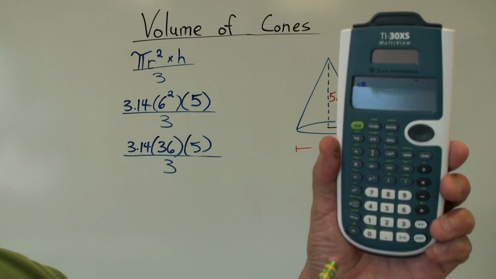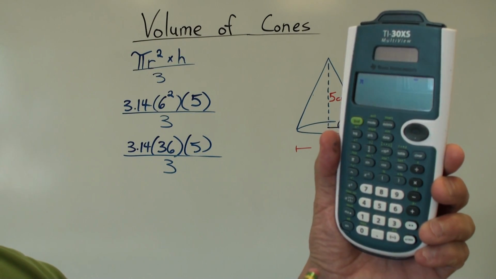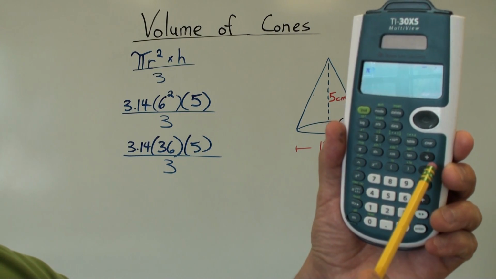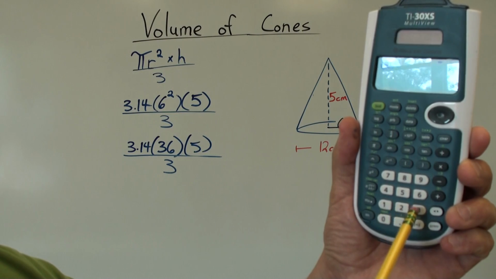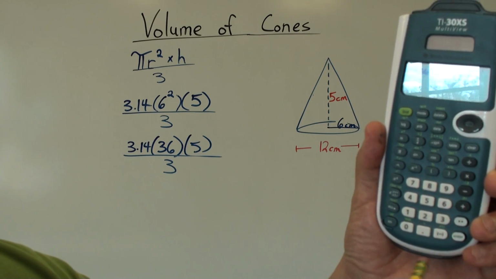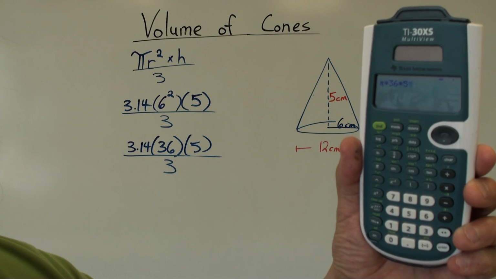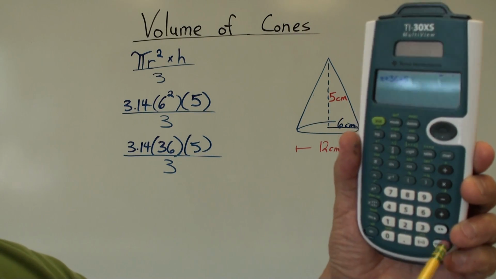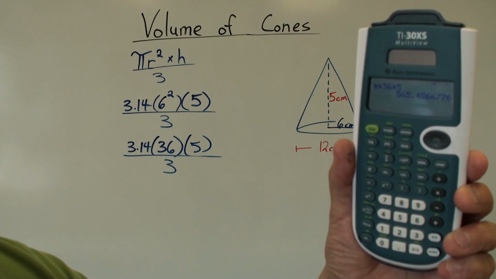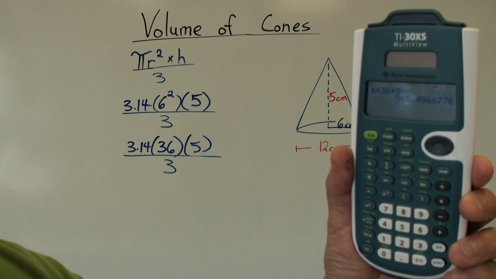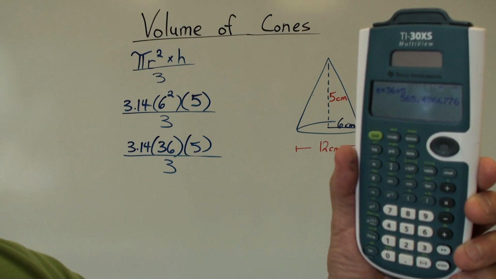All right, back to what we're doing here. We have pi. Trying to find a good angle there where you can maybe see. Pi times 36 times 5. Okay, and I'm sorry, in this calculator you can just put them all together. Pi times 36 times 5. Enter. And it gives us 565.4866776.